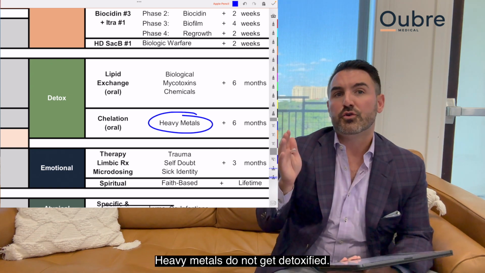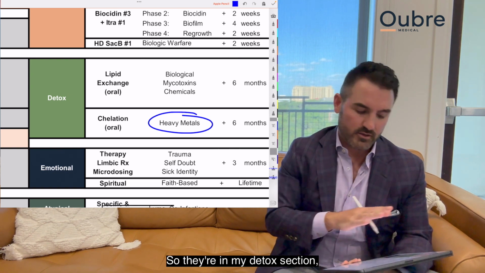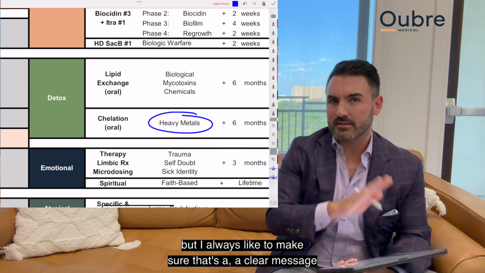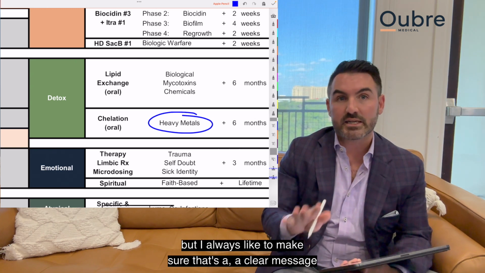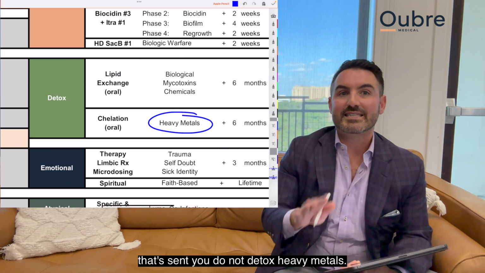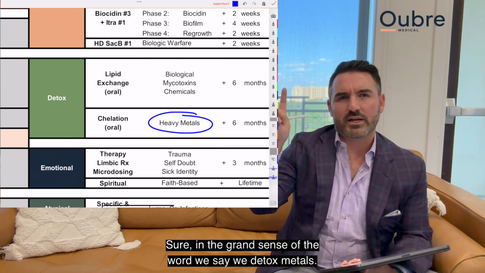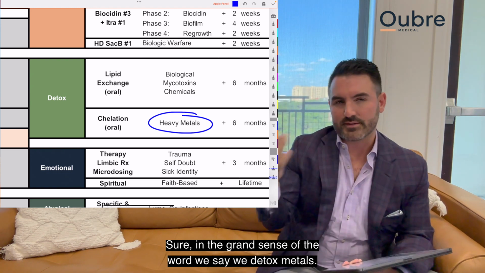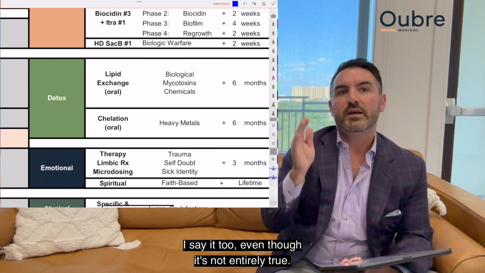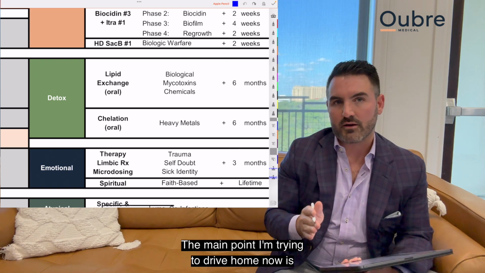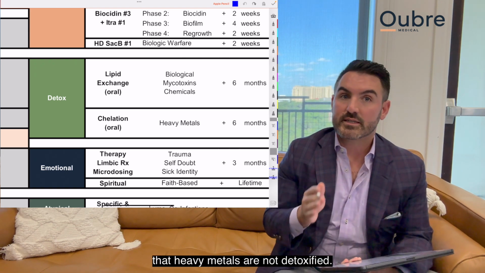Heavy metals do not get detoxified. So they're in my detox section, but I always like to make sure that's a clear message that's sent. You do not detox heavy metals. Sure, in the grand sense of the word, we say we detox metals. I say it too, even though it's not entirely true. The main point I'm trying to drive home now is that heavy metals are not detoxified.